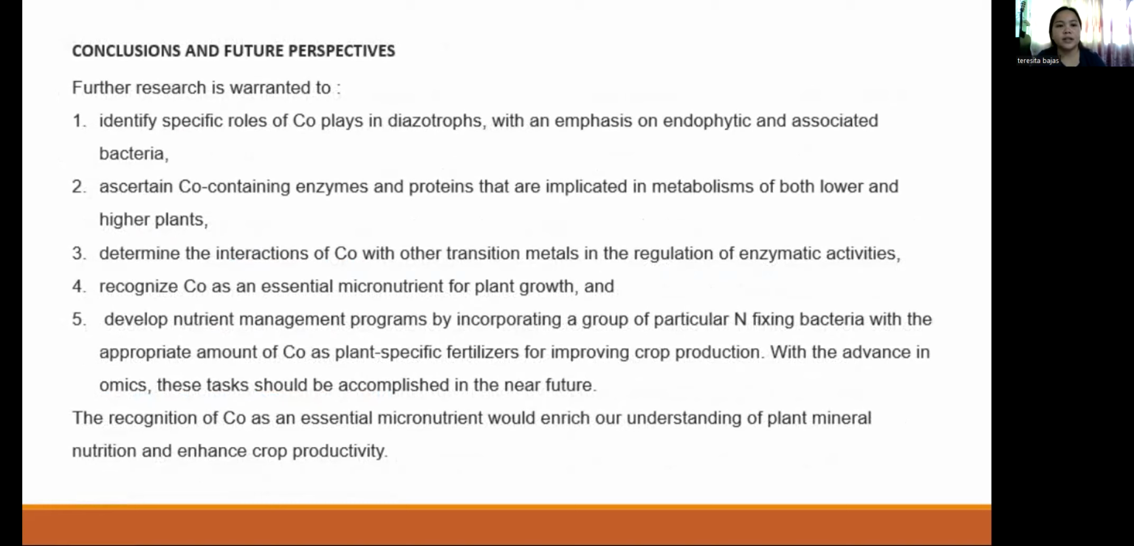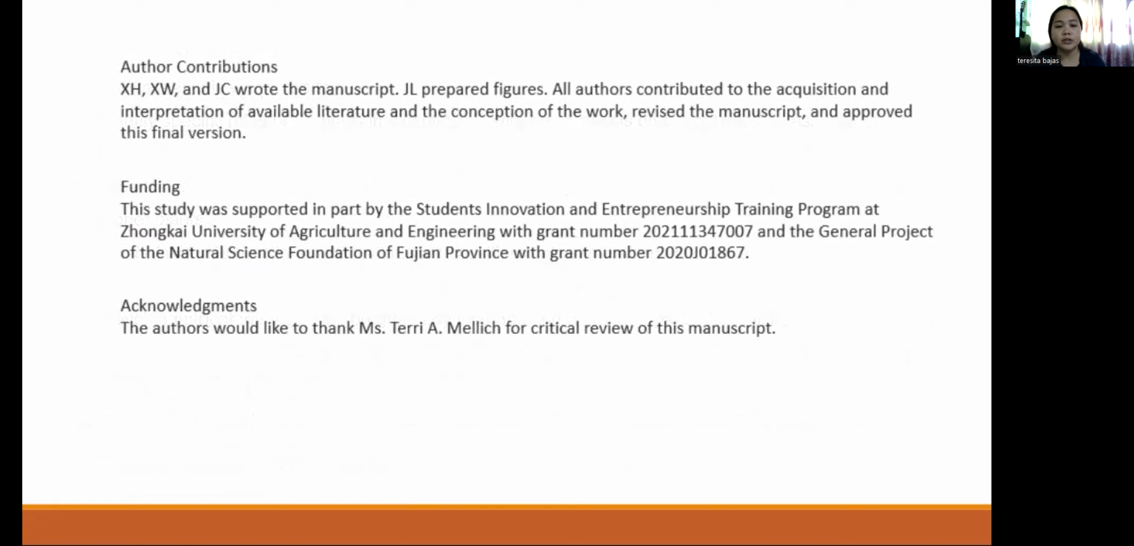Further research is warranted to identify the more specific roles of cobalt in diazotrophs with an emphasis on the bacteria, certain Co-containing enzymes and proteins that are implicated in the metabolisms of both lower and higher plants, and to determine the interactions of cobalt and other nutrients. So my question now to you, classmates, sir, have I convinced you that cobalt can be considered a micro-essential nutrient? Or is it an essential nutrient?